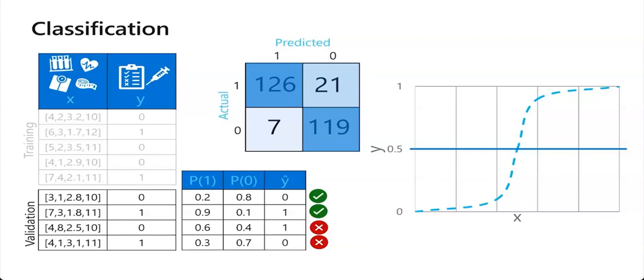But let's stick with accuracy, right? So just the true results among the total number of results. I can calculate this. So let's do this. 126, you can see it top right here, 126 plus 119 divided by the total. And this brings me to 0.897. So that's about a 90% accuracy.